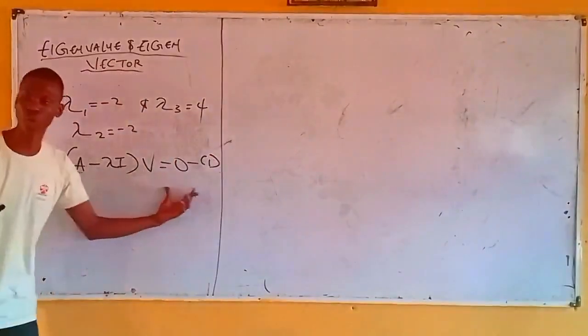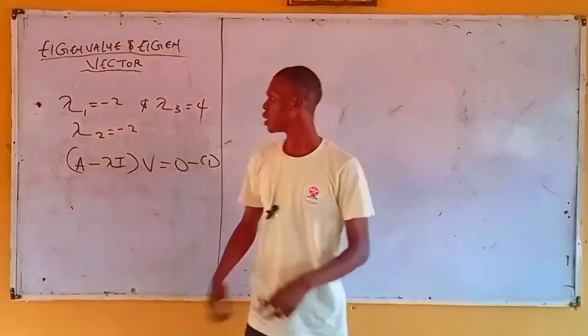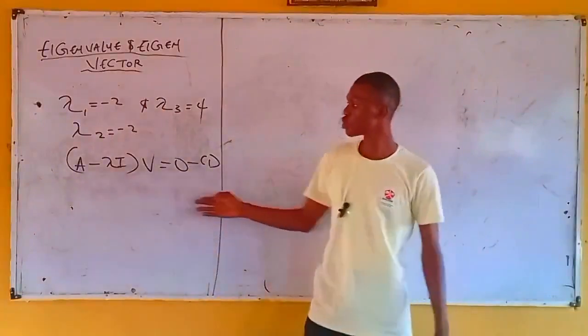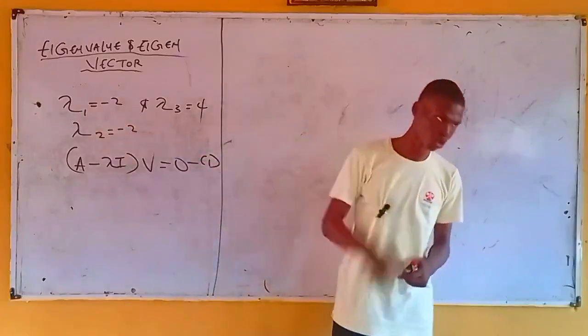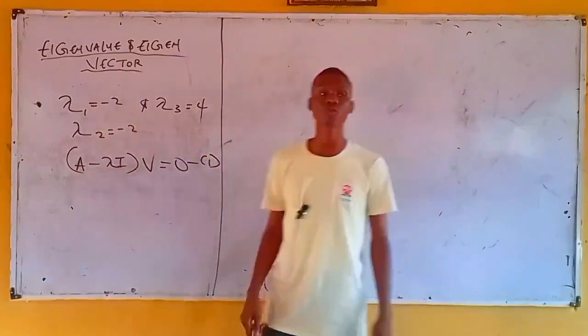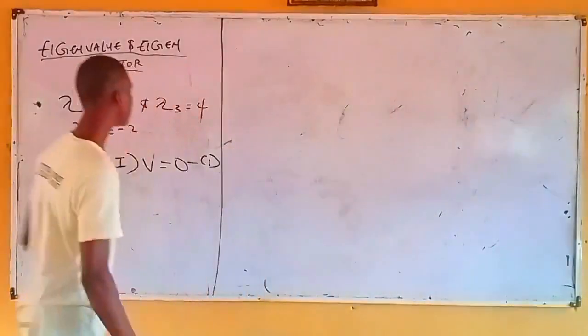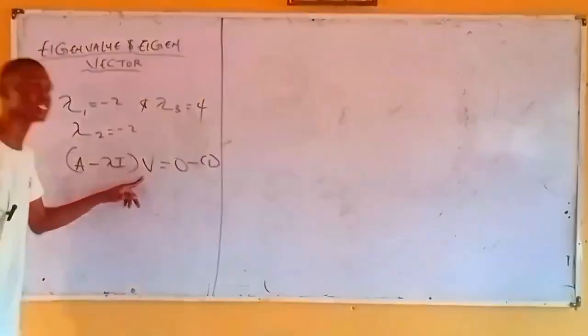This is still equation 1. Earlier I said you are using equation 1. It was equation 1 we used to get our eigenvalues, right? Now, still the same equation 1, we are going to use it to solve what? Eigenvector. In this case, V is your eigenvector.